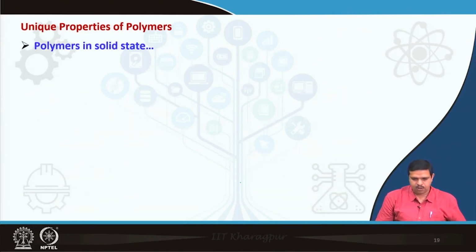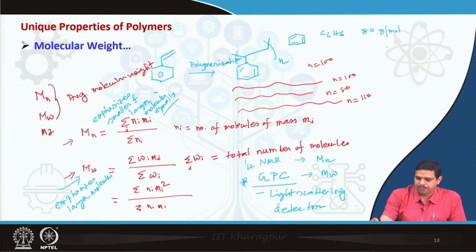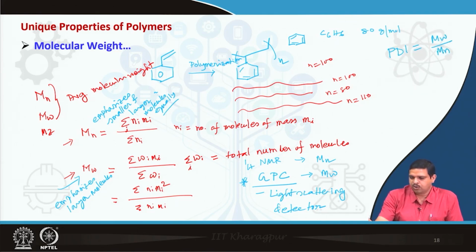Less than 1 is not possible. The best PDI may be 1.01, 1.04, sometimes 1.22. So, this is called the polydispersity index, okay. But do not be confused with the PDI value. It does not mean that a polymer with a PDI of 1 is always good. It depends on the practical utility.